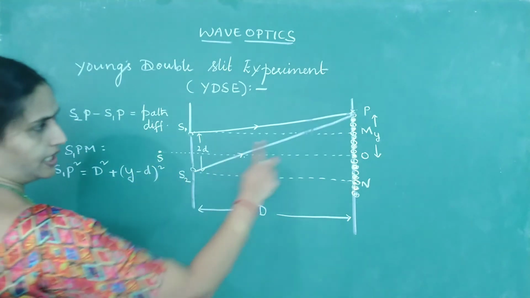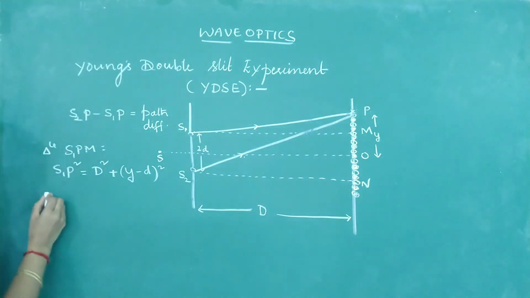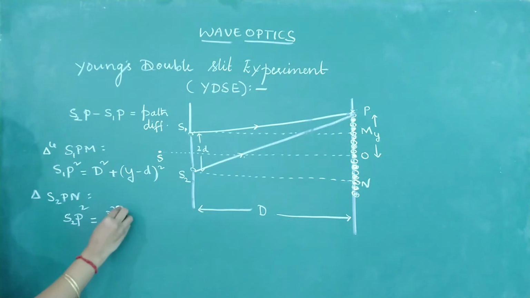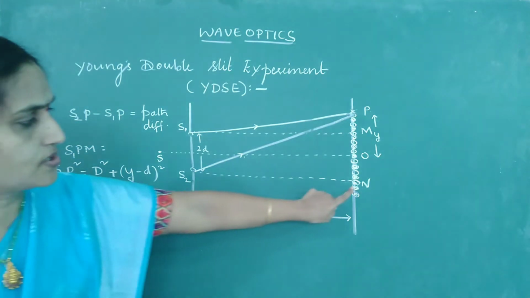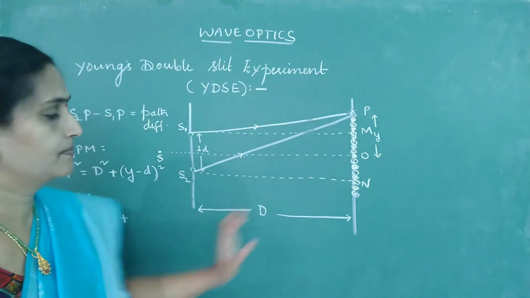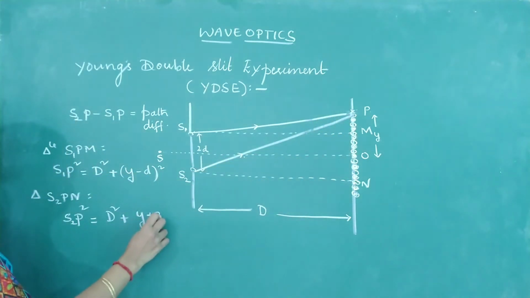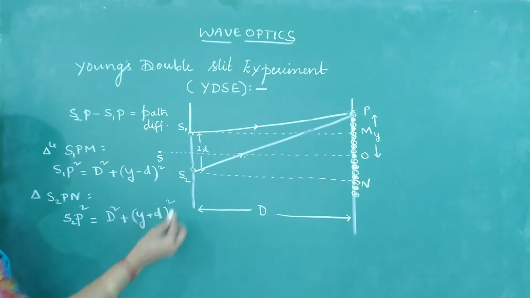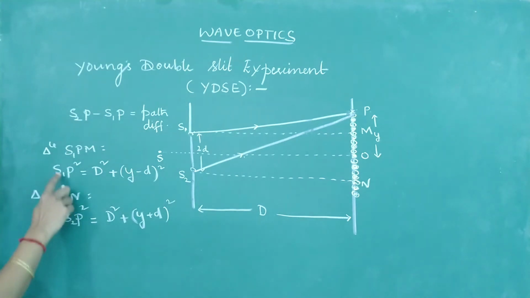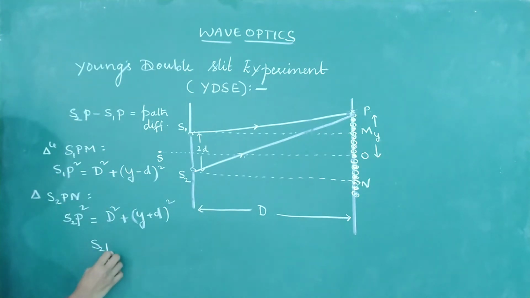Similarly, from triangle S2PN, S2P is the hypotenuse, it should be D square plus the distance from N to P, which is y plus small d. So this one I will write as (y plus d) whole square. Now I need S2P minus S1P. Subtract the two relations, S2P square minus S1P square. What will you get?